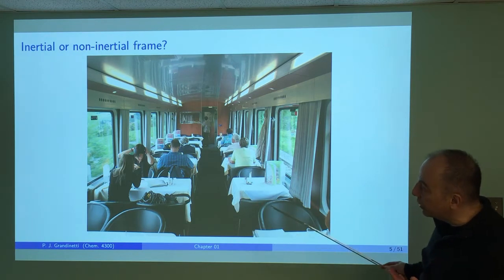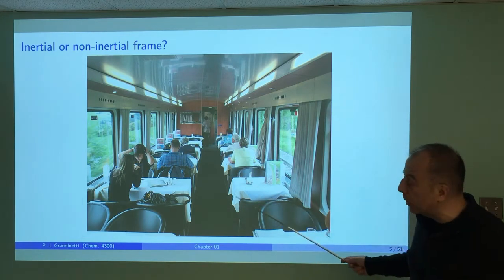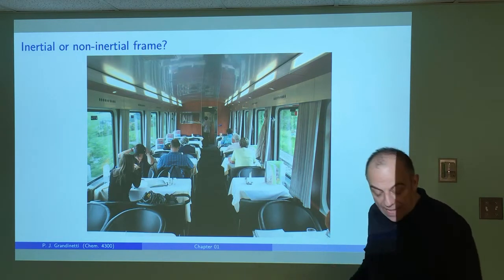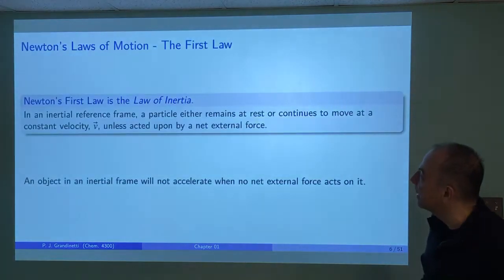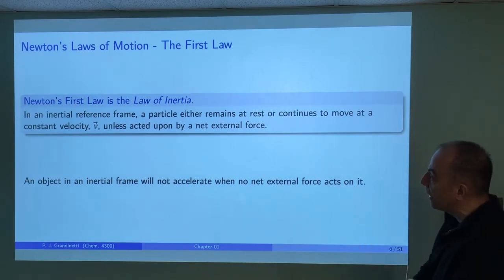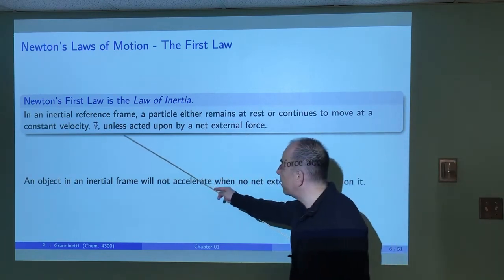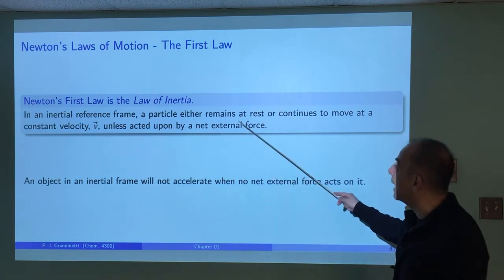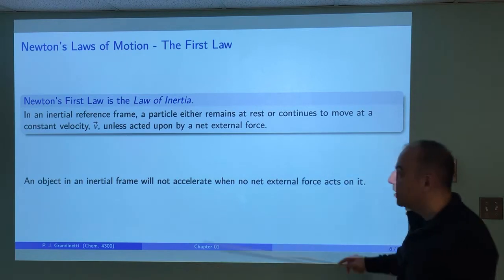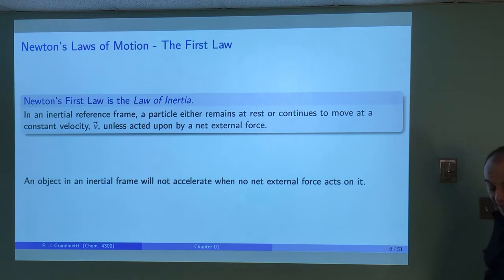Now you can imagine when the train is speeding up or slowing down or it's going around a turn, then it's no longer going to be an inertial frame. But if it's just going straight ahead at one constant speed, then that would be considered an inertial frame. Now, Newton's first law, what's called the law of inertia, says that if you're in an inertial frame, a particle either remains at rest or continues to move at a constant velocity unless it is acted on by a net external force. So in other words, an object in an inertial frame will not accelerate or decelerate at all when there are no external forces acting on it.